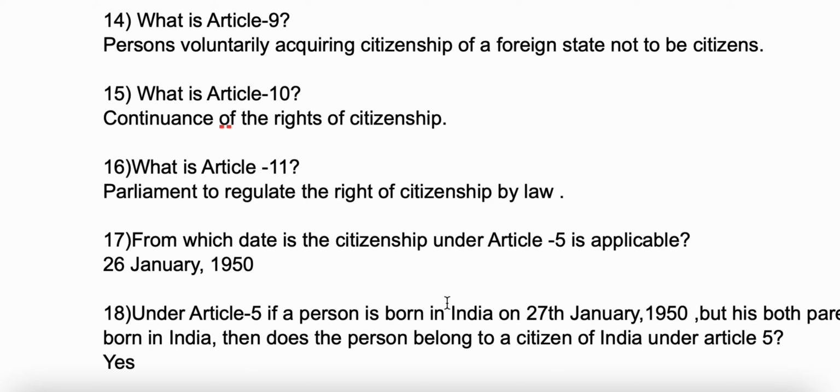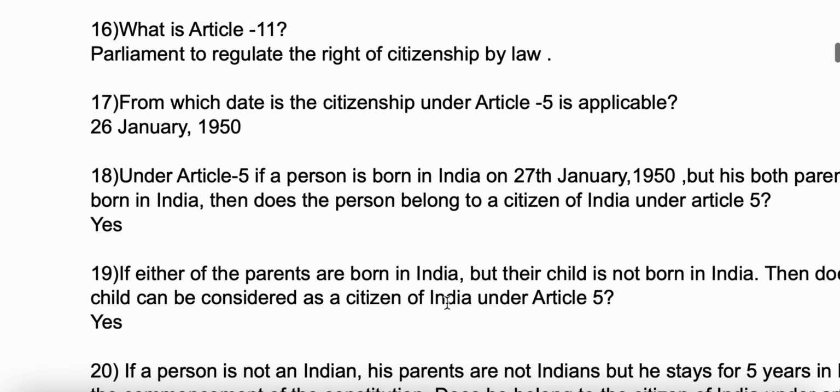Only Parliament has those rights regarding citizenship. Now 17th question, from which date is a citizenship under Article 5 applicable? So now what is Article 5? Article 5 is the citizenship from the commencement of the Constitution. So which date was the Constitution commenced? It was on 26 January 1950.